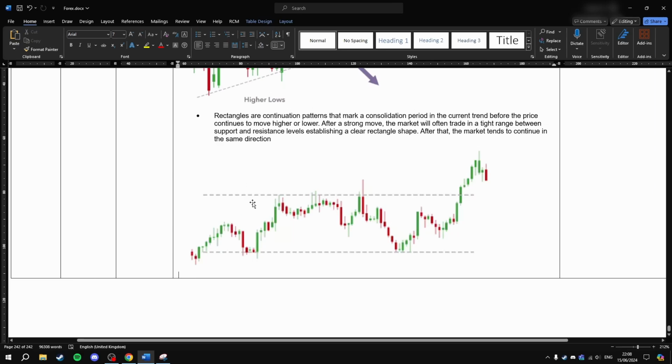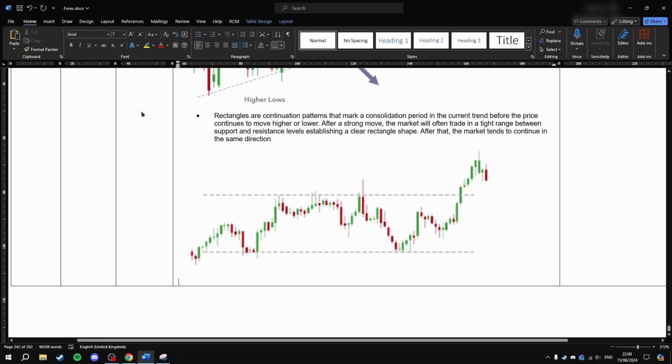So the market often trades in a tight range between resistance and support. It keeps bouncing up and down between them, and then we've got this rectangle shape. After that, the market tends to continue in the same direction. Before here, it was probably going up as well. So it was going up to here, then traded in the rectangle, and then continued going in the same direction. That's rectangles.